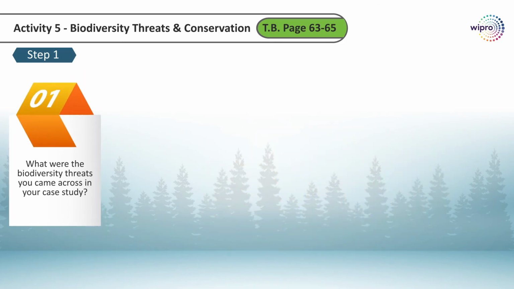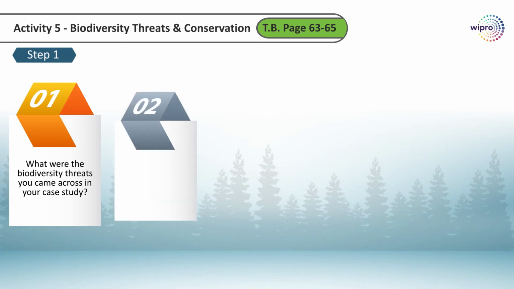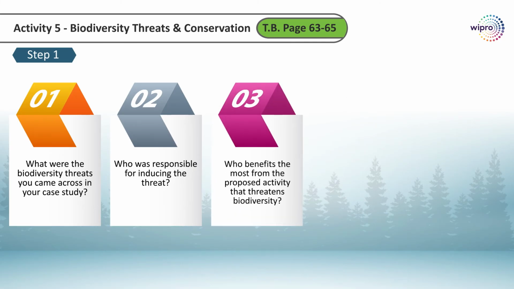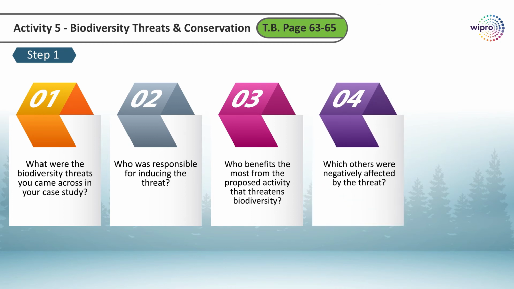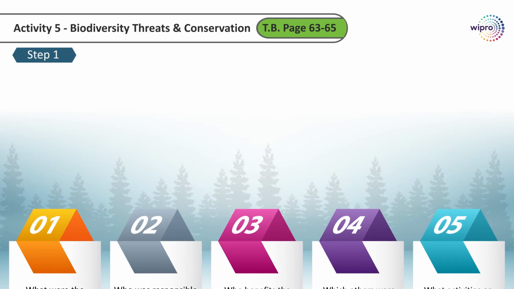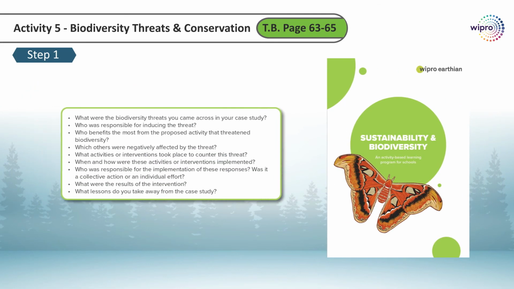Cover the topics such as: what were the biodiversity threats you came across in your case study? Who was responsible for inducing the threat? Who benefits the most from the proposed activity that threatens biodiversity? Which others were negatively affected by the threat? What activities or interventions took place to counter this threat? You can also refer to the booklet for more questions that you can discuss.